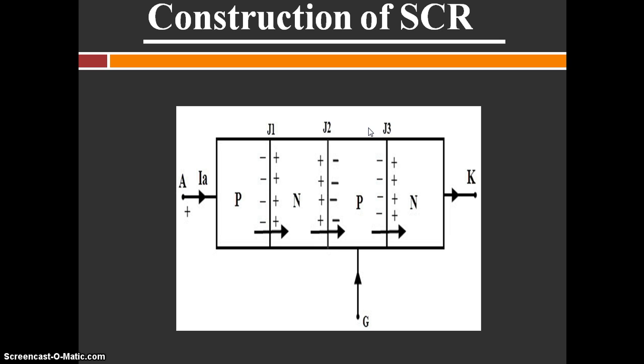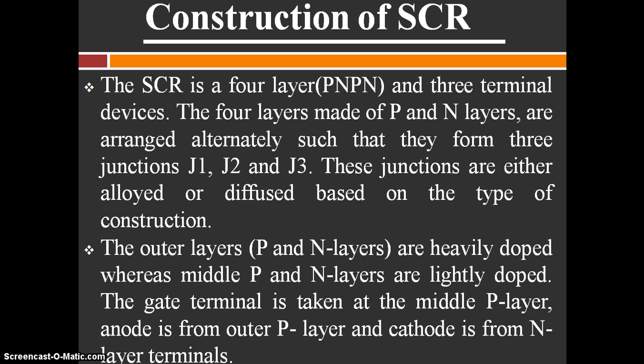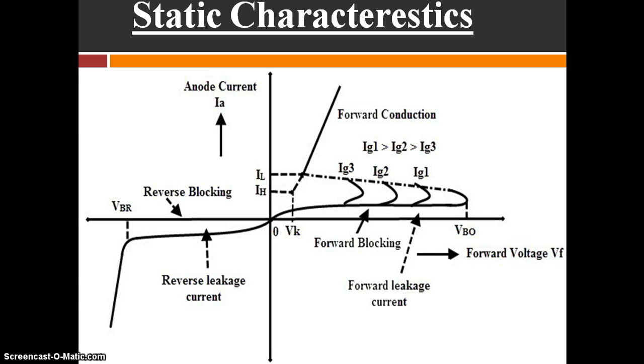The basic structure and construction of SCR is shown. It is a 4-layer PNPN device with 3 junctions, J1, J2 and J3. The current flowing through the anode is IA and the cathode current flows out, with current flowing from positive to negative with the help of the gate current. This is the total overview of the construction we have explained here.